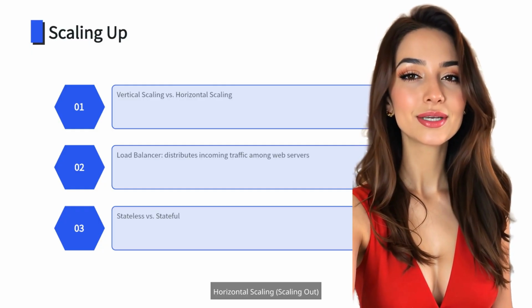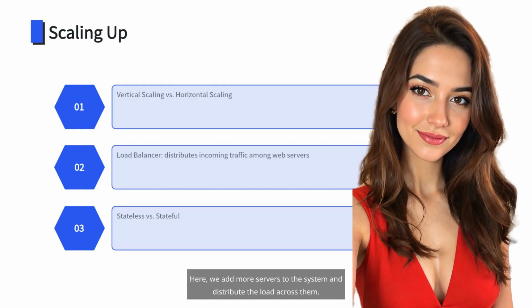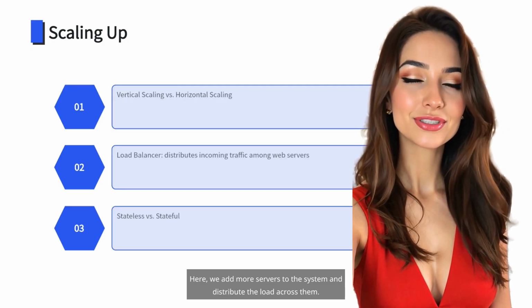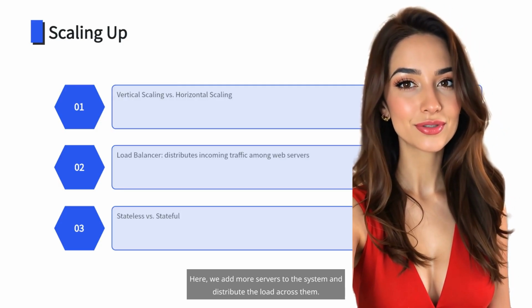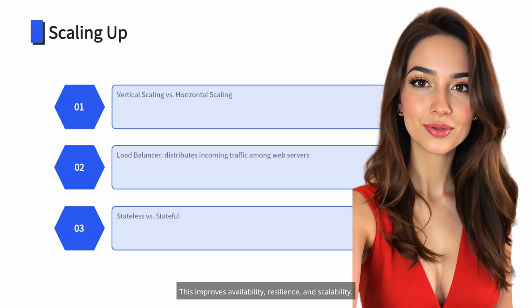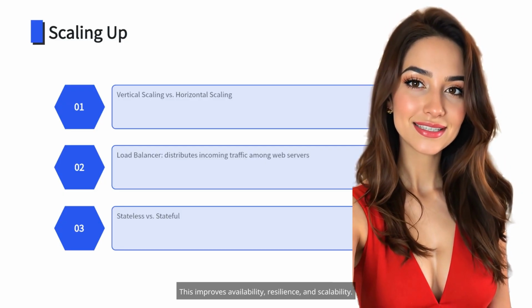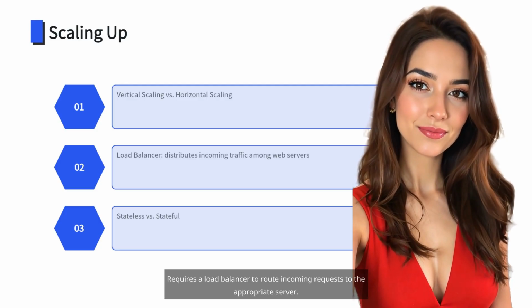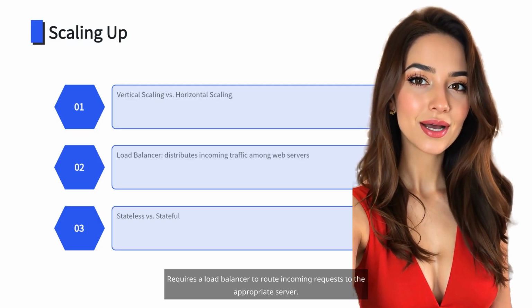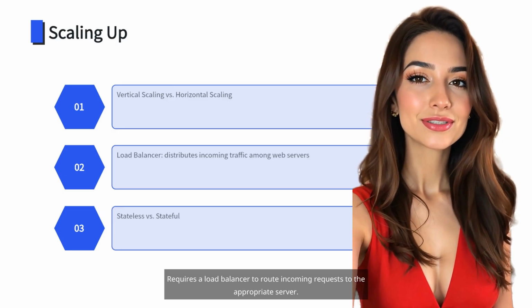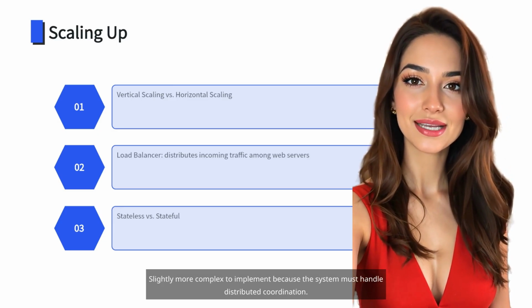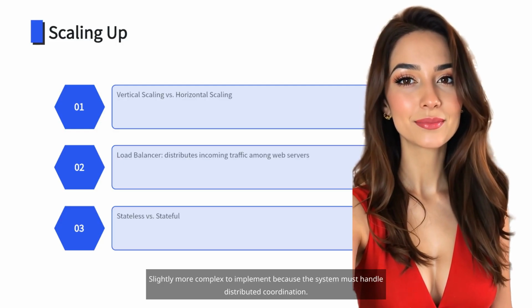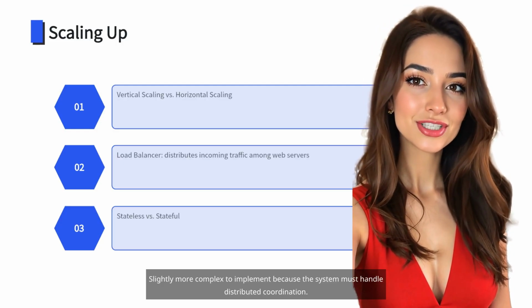2. Horizontal scaling, scaling out. Here, we add more servers to the system and distribute the load across them. This improves availability, resilience, and scalability. Requires a load balancer to route incoming requests to the appropriate server. Slightly more complex to implement because the system must handle distributed coordination.